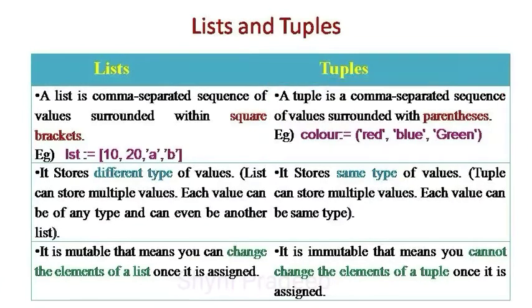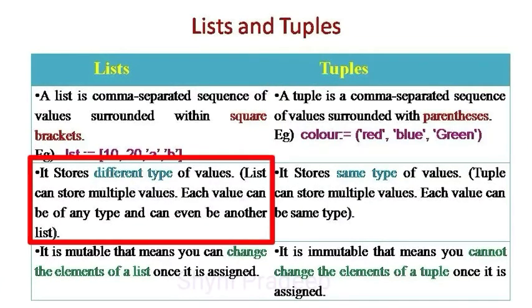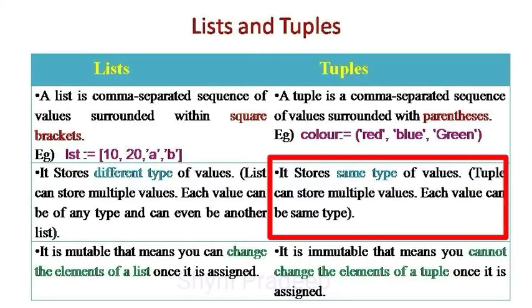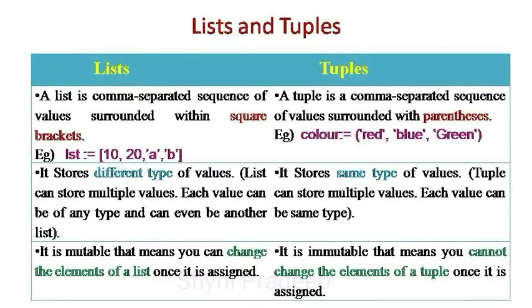Next point, a list is used to store different types of values. But tuples are used to store the same type of values. Different types means what? In a list, we can store different types of values. It may be integer type or floating point type or character type and so on. You can store any type of values in a list.